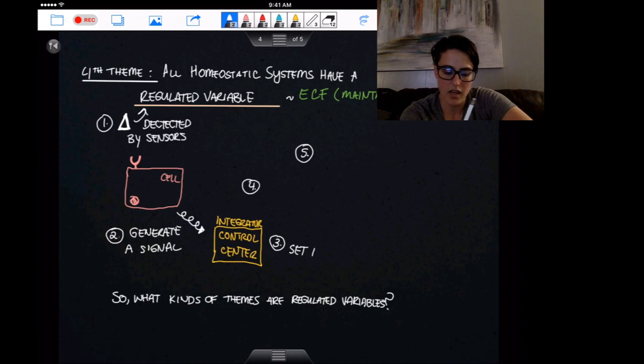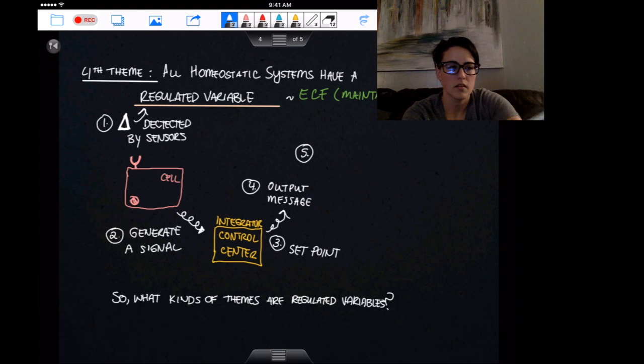It says, hey, we're not at our set point, so we got to fix this. All right. It sends out another message, an output message, to an effector target.